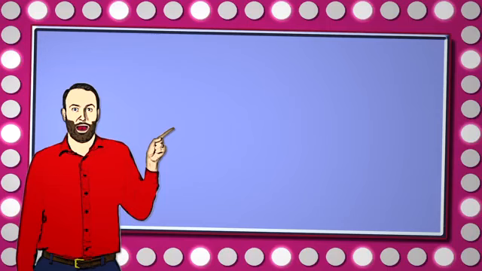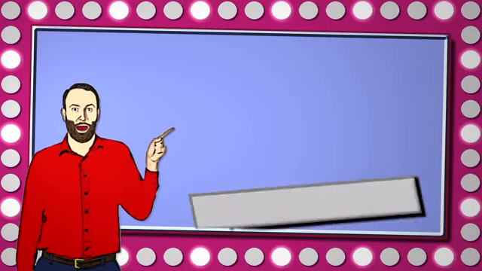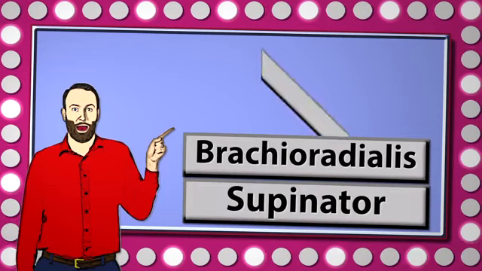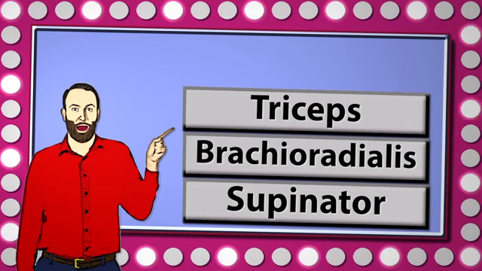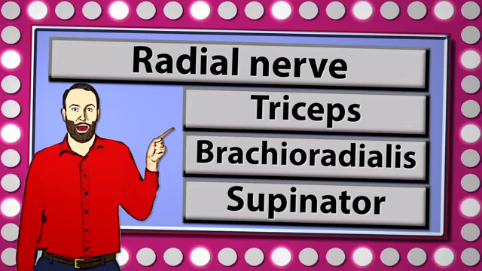All right, guys, so that was a bunch of info. Let's review it again in a game show. Don't look at your notes. I'm going to give you some muscles and you name the nerve that innervates them. So first one here: supinator, brachioradialis, triceps. The answer is radial nerve.